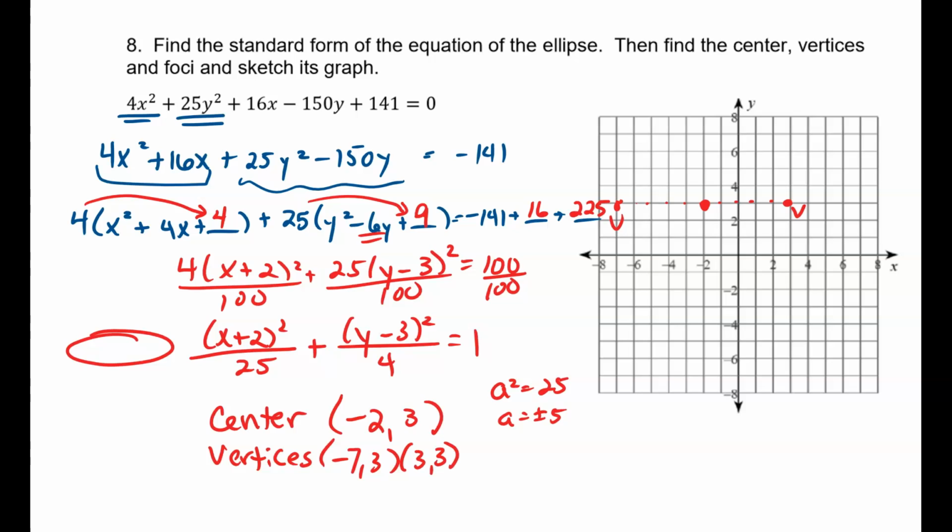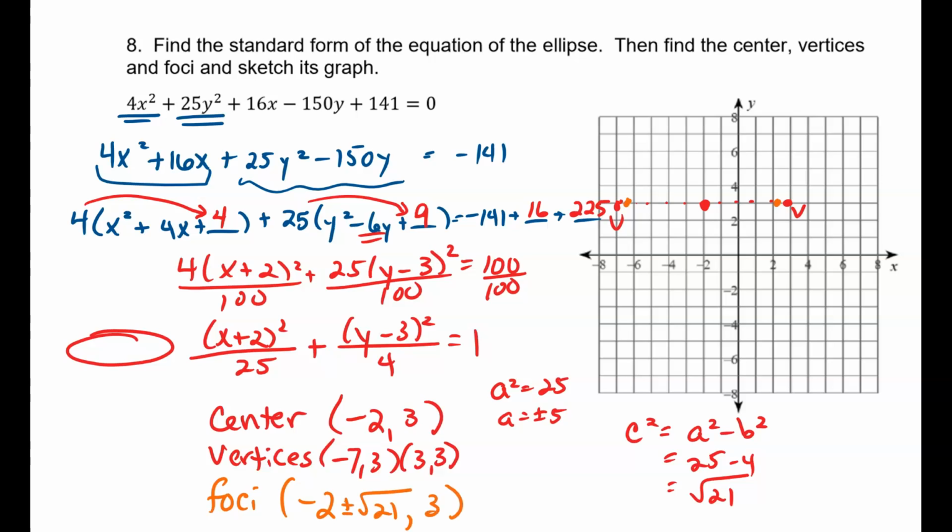All right. So now then, we also have to find c. So c squared is equal to a squared minus b squared. So we get 25 minus 4, which is the square root of 21. That also moves horizontally as well. So like the foci you could think of is going to be somewhere like over here and over here, something like that. So to get the foci, you just take the center and you add to its x value plus or minus the square root of 21, and we get left 3 here.